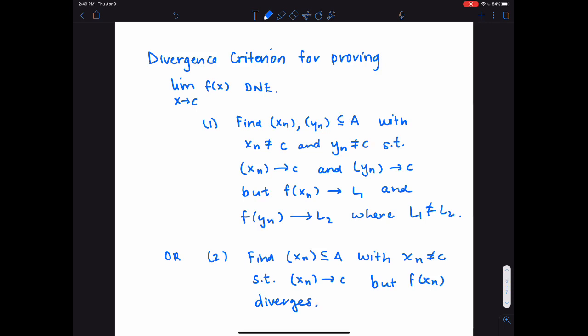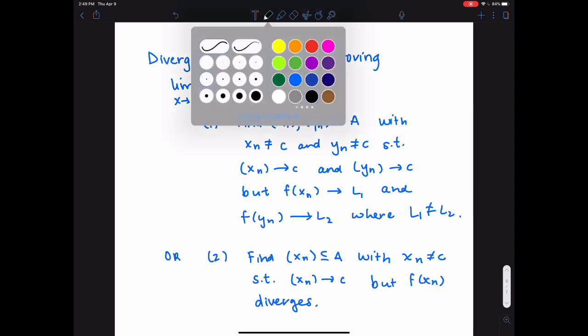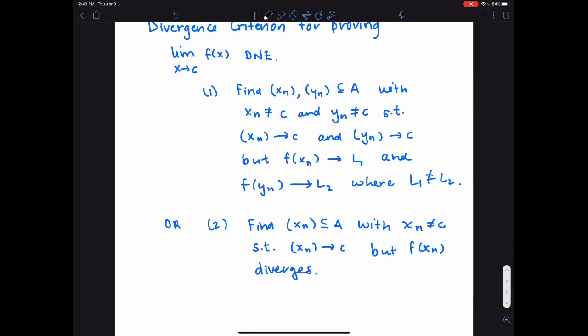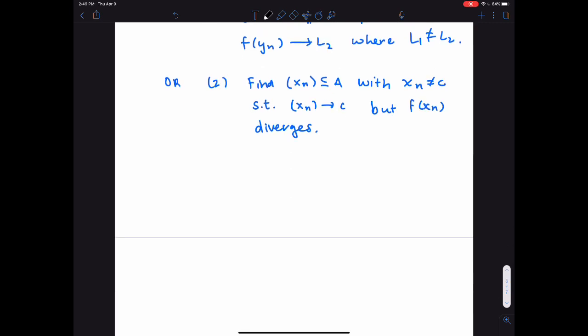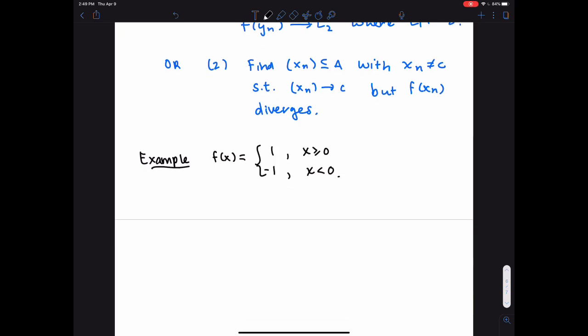So to see how to use this divergence criterion, we can go back to the example that we looked at in the previous video, where we were looking at this step function. So f of x was the function that was 1 when x was greater than or equal to 0, and negative 1 when x was less than 0. Before, we just proved that the limit was not equal to 1 as x goes to 0, but now we're able to prove that the limit as x goes to 0 just plain doesn't exist. And the way we do it is using the divergence criterion.